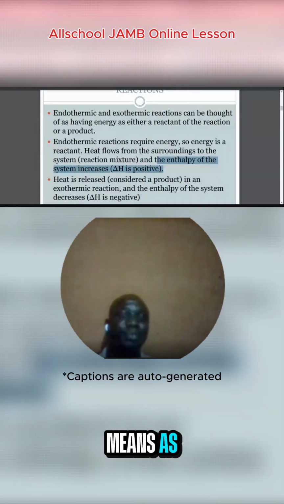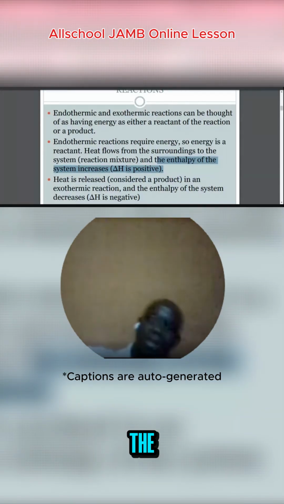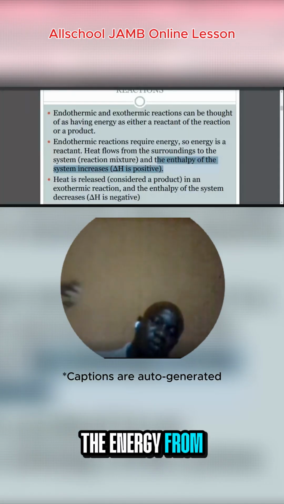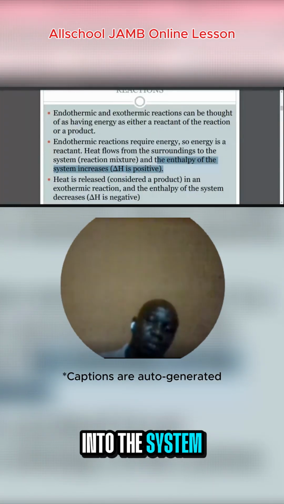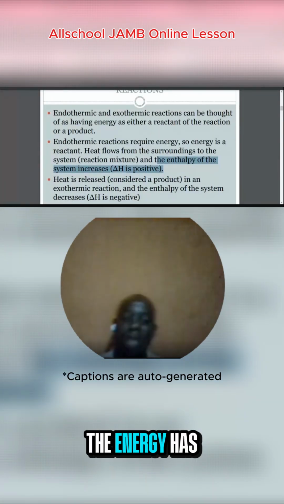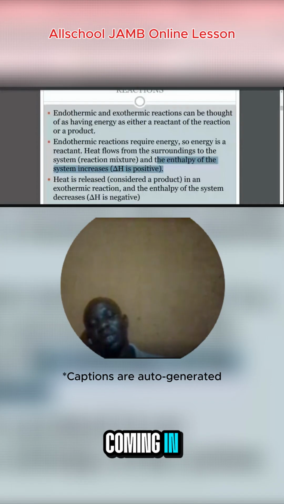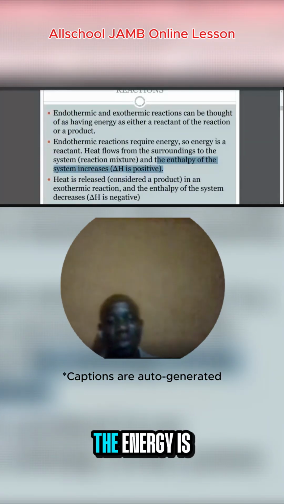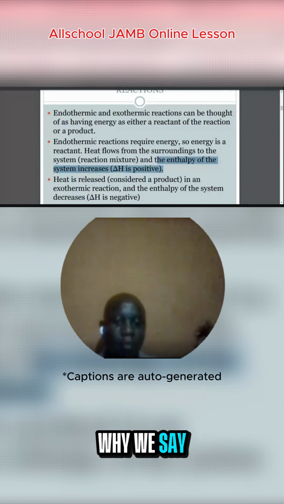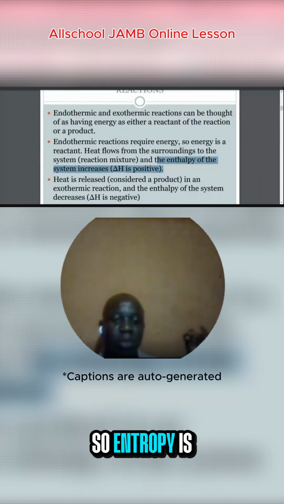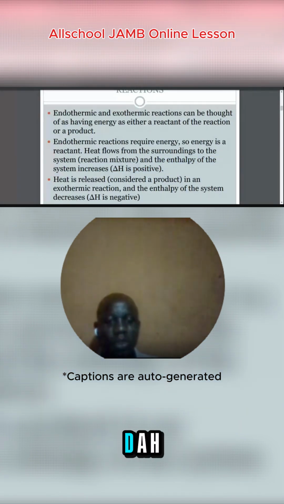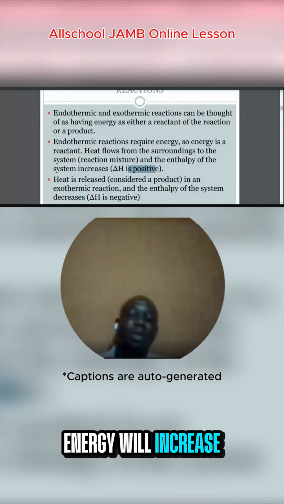That means as energy from the sun enters into the system, the energy will increase. Because you now have external energy coming in, the particles themselves have their energy. So when an external energy comes in, the energy is increased. So that's why we say the enthalpy increases. Enthalpy is H, so we say delta H is positive. The energy will increase.